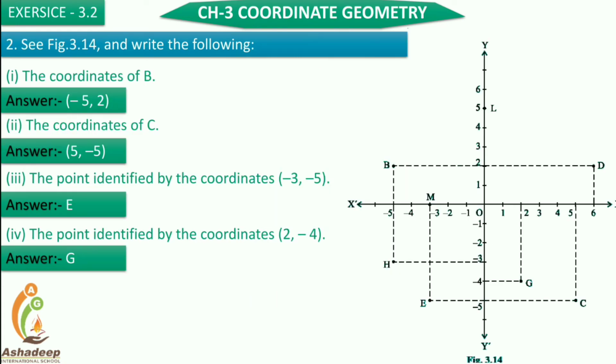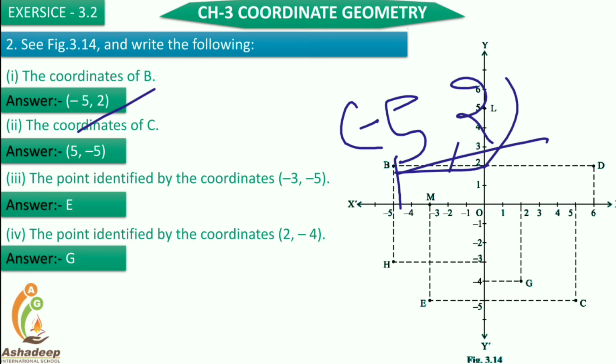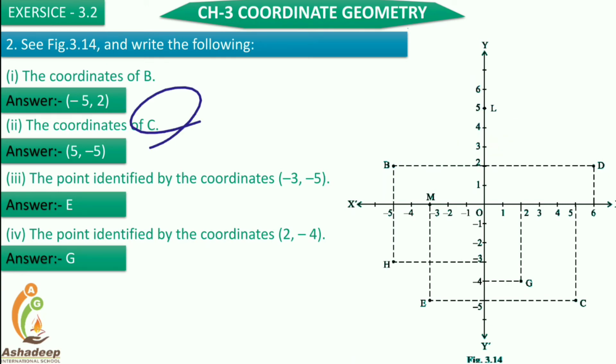Now let's see. So coordinate B किधर है? ये रहा. अब B का अगर मुझे coordinates लिखना है तो क्या लिख सकता हूँ मैं? तो सबसे पहले x एक्सिस तो -5, उसके बाद y एक्सिस तो 2, तो -5, 2. Clear? Now the coordinates of the point C. Where is the C? Here it is. x एक्सिस पर कितना है तो 5, y एक्सिस पर कितना है तो -5. तो 5, -5 is the answer.